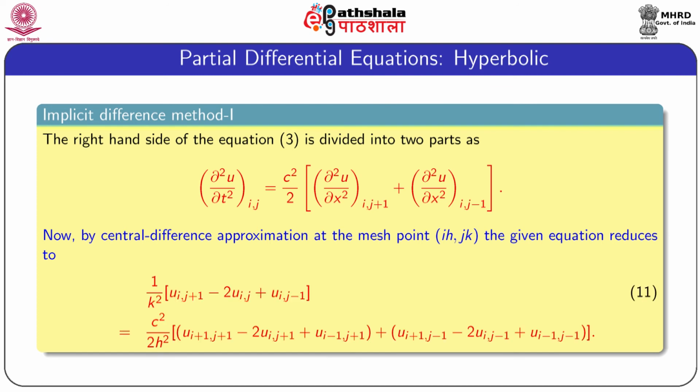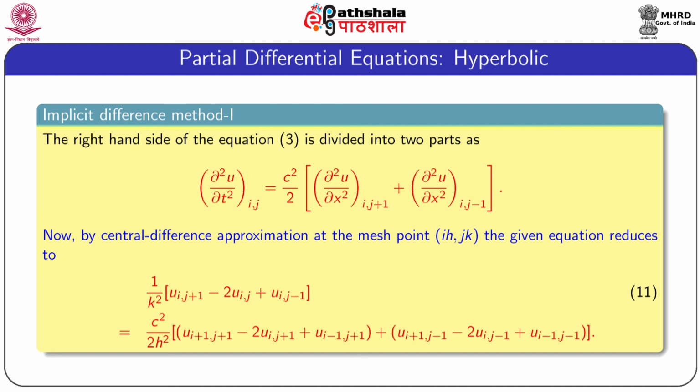By central difference approximation at the mesh point (ih, jk), the given equation reduces to this one. The left hand side is the approximate value of del 2u del t2 at the mesh point (ih, jk). That means it becomes 1 by k square into u(i, j+1) minus 2 u(i, j) plus u(i, j-1). So in this case, the value of i remains unchanged, but the value of j is changed. That means the values of j are j+1, j and j-1, because the derivative is taken with respect to t, that means the second variable.